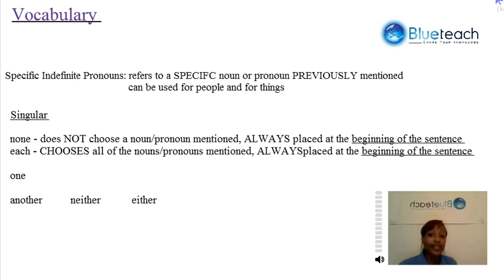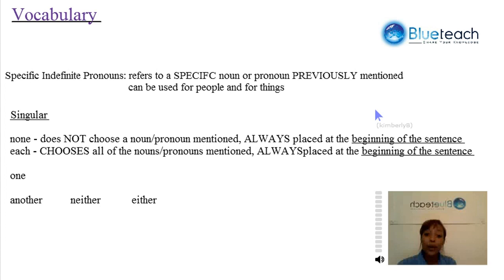I hope that you found this lesson useful. Just a quick recap on what we've seen in this lesson. We looked at specific indefinite pronouns, and we looked more closely at none and each. And we saw that none does not choose a noun or pronoun mentioned, and it always is placed at the beginning of a sentence. That's something that's very important. When we use the word none, it has to go at the beginning of the sentence.